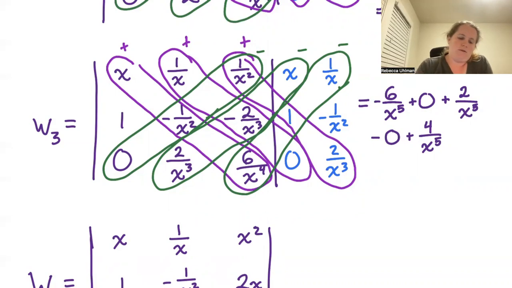Our final one, finding W4, again, copying those first two columns. We have x, 1, 0, 1 over x, negative 1 over x squared, and 2 over x cubed being copied. We add our forwards diagonals, and subtract off those backwards diagonals.